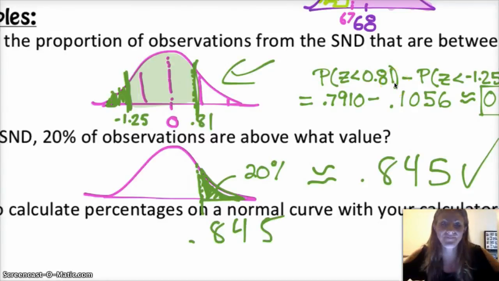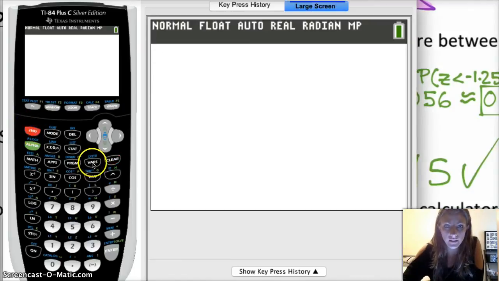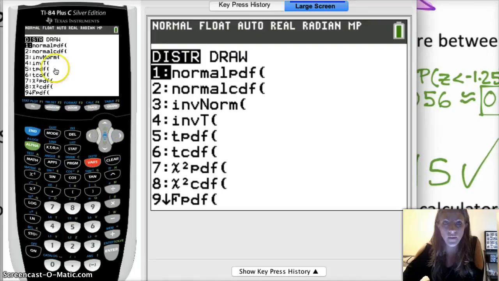Okay, so anyways, on your calculator, let's take a look and see how you do it. Okay, so get your calculator out because it'll help if you actually do it with me. You're going to want to go to the little blue button above vars. That's distribution, okay, and we're doing a normal distribution. So we go second vars for distribution, and we have these two options. We have normal PDF and normal CDF.